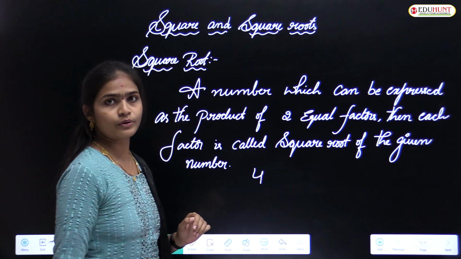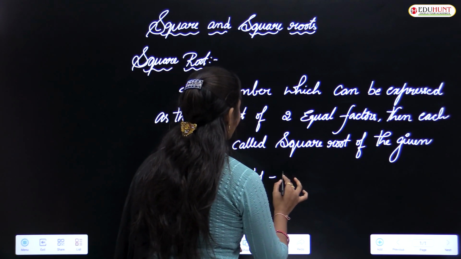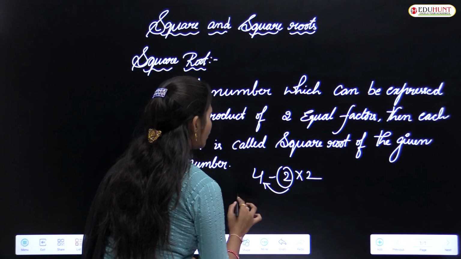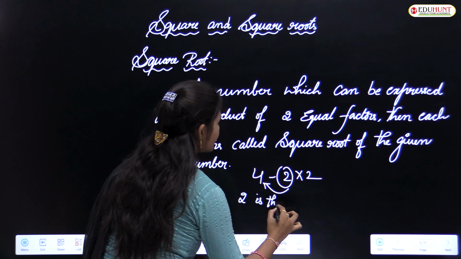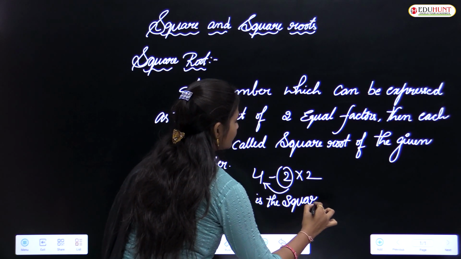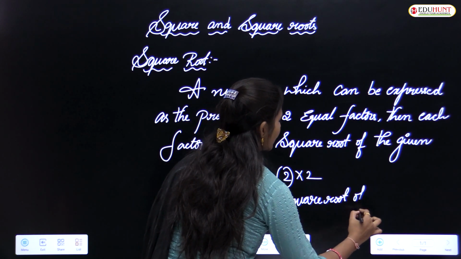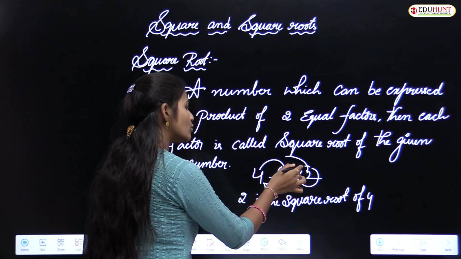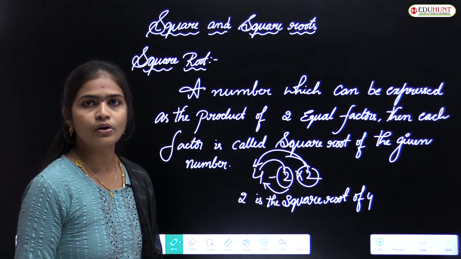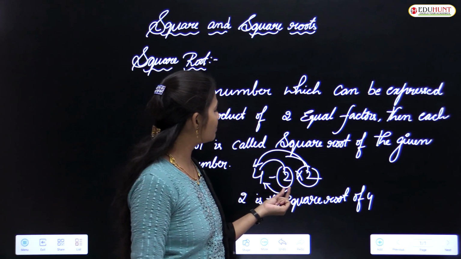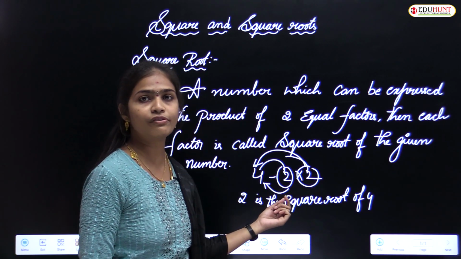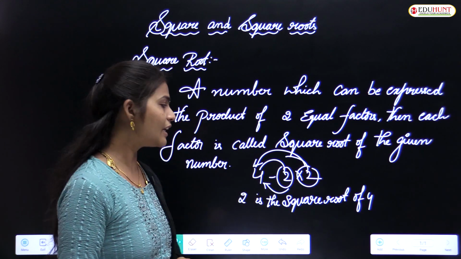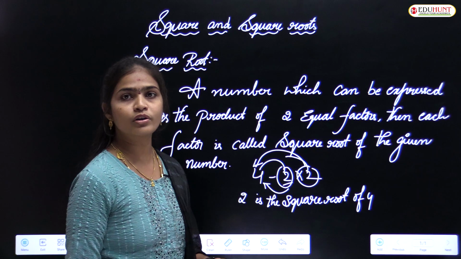For example, take 4. We can express 4 as the product of 2 into 2. We can say that 2 is the square root of 4. Here each factor, 2, is the square root of 4, and this other 2 is also a square root of 4. So if you express the given number as the product of two equal factors, then each factor is the square root of that given number. So the square root of 4 is 2.